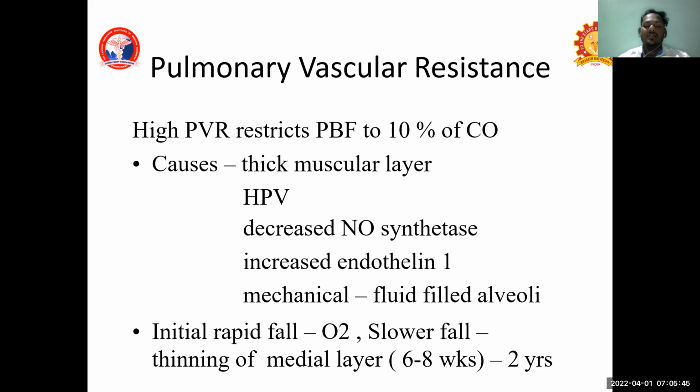There is an initial rapid fall of resistance, then followed by a slow fall because of thinning of the medial layer, which occurs at 6 to 8 weeks, at around 2 years of age.